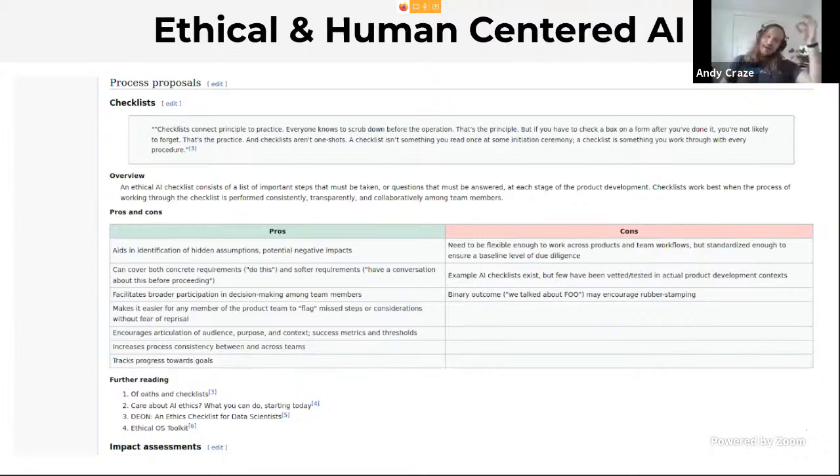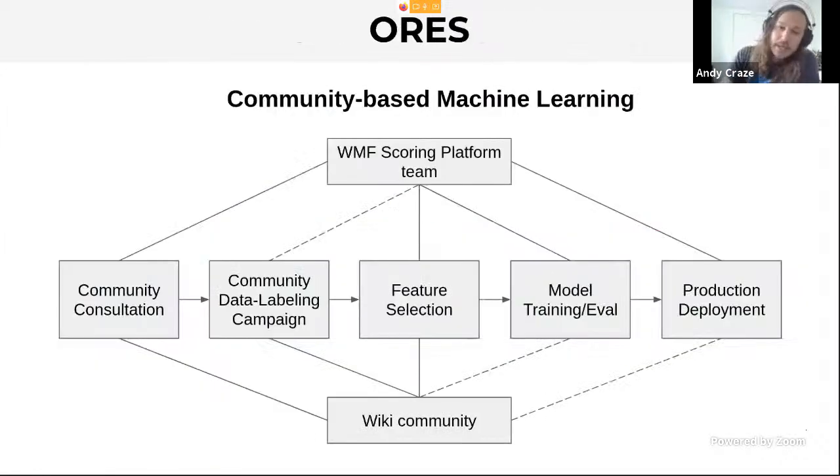And I think when you have to go through and check a box before you get something out there, it makes you think, oh, am I doing this the right way? Or am I upholding our commitments to such and such values? So I really like this idea of checklists, and it builds off of what we were thinking about to start our first steps with a governance policy.